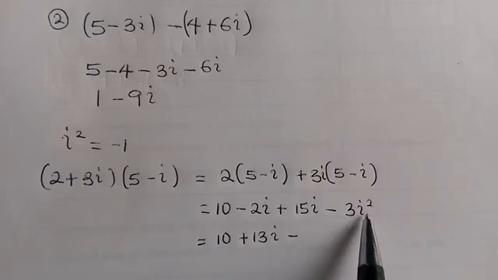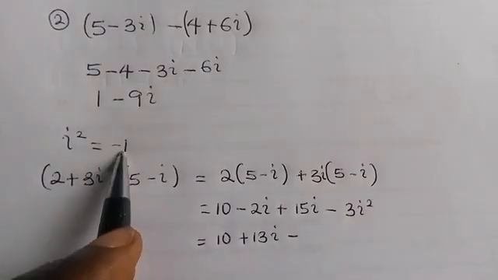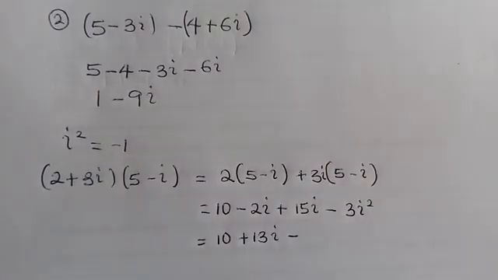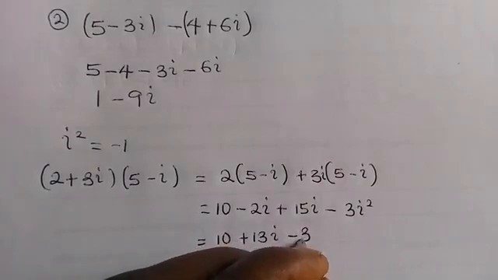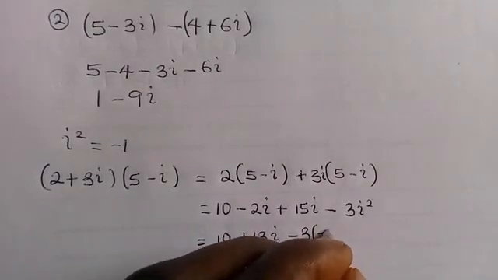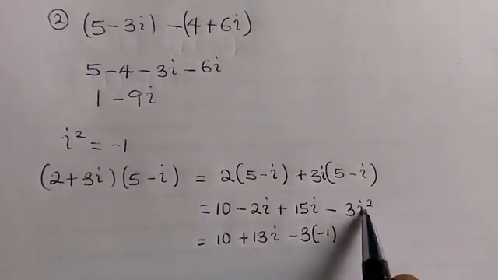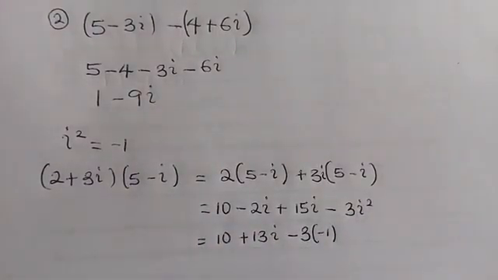Then minus, remember that we said i squared is equal to minus 1. That's a rule in complex numbers. i squared is equal to minus 1. So if we have 3i squared here, it means minus 3 into minus 1, because i squared is equal to minus 1. Right?